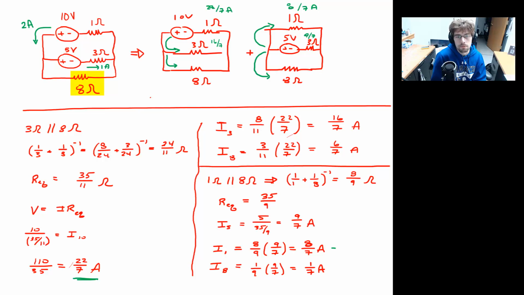Last one, of course you see it, the 1/7 and the 6/7 flowing through resistor 8 are in the same direction, and so we get 1 amp again. And we're done. Cool, huh?